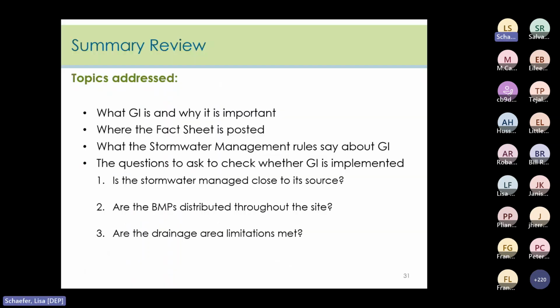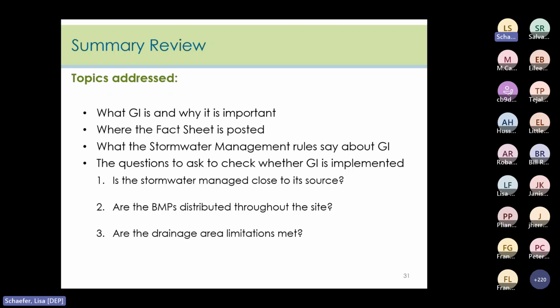All right, so now just to wrap things up, this presentation covered what we meant by green infrastructure, which we abbreviate as GI. It's a stormwater management measure that manages stormwater close to its source by treating stormwater runoff through infiltration into subsoil, or treating stormwater runoff through filtration by vegetation or soil, or storing stormwater runoff for reuse. The fact sheet is created to help the public to better understand GI and how to implement it, along with an example of clustering BMPs that is not GI.